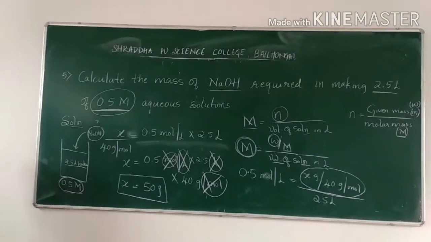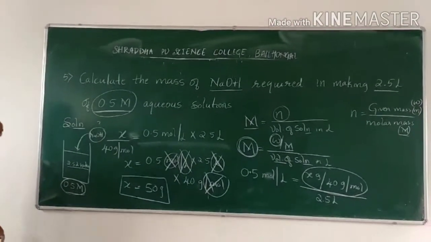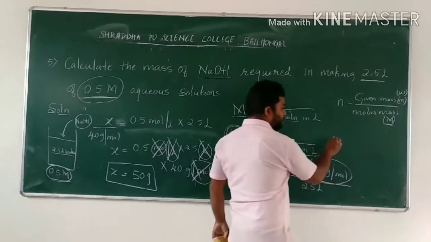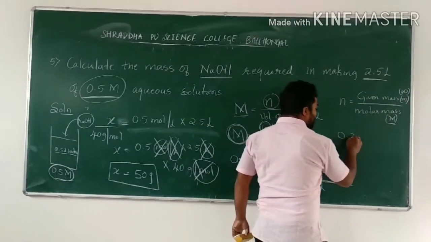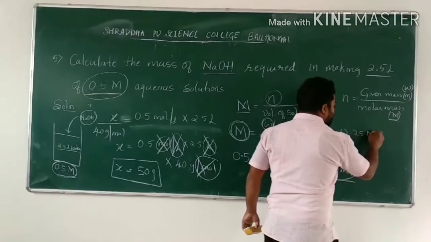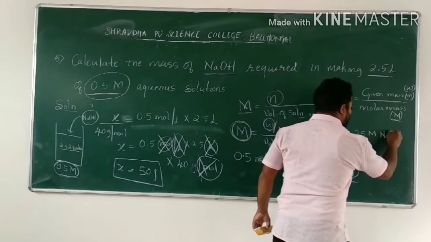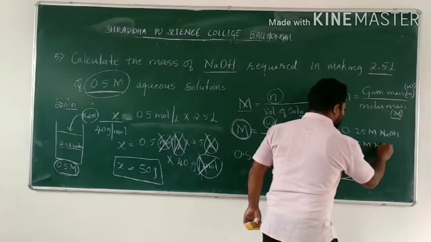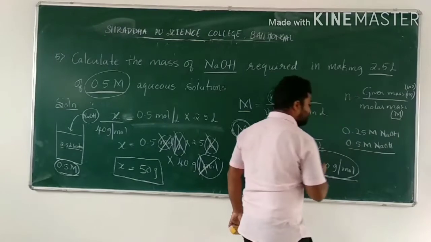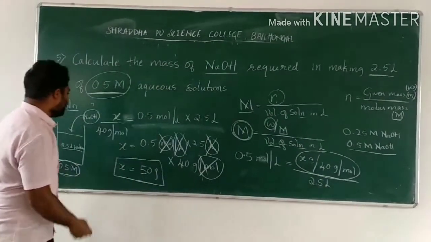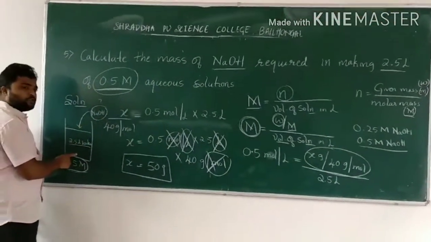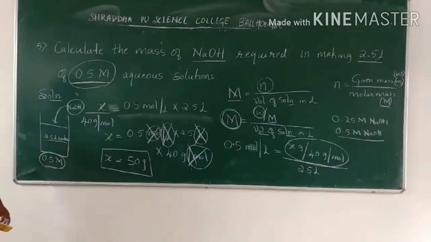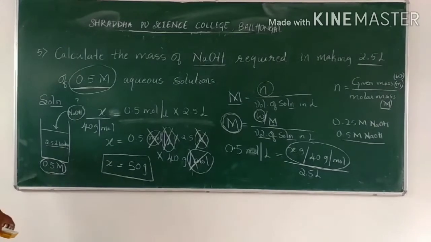Even in your lab, when you go for titration, I think if people have done titration, you must be writing in your journal 0.25 m NaOH, or you must have written 0.5 m NaOH. How is it done? This 0.5 m NaOH is done as 50 grams of NaOH in 2.5 liters. You can even convert it to 1 liter also. How is it done?